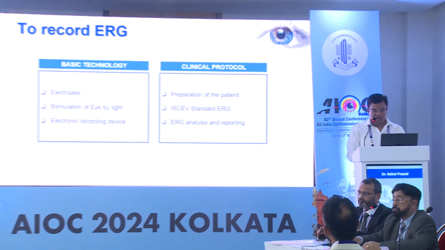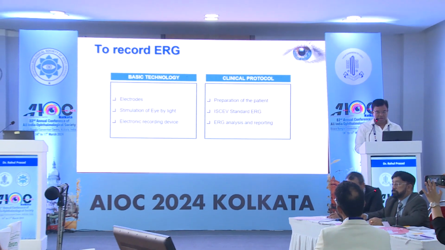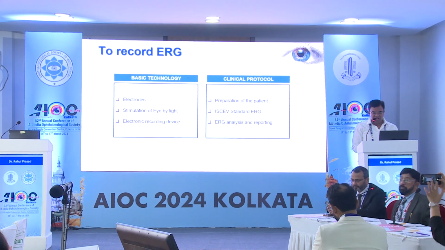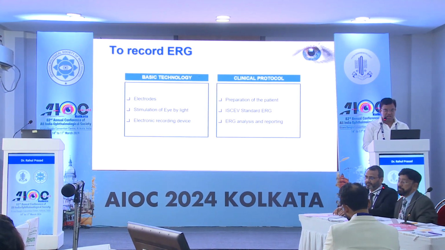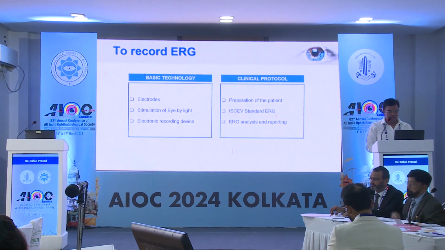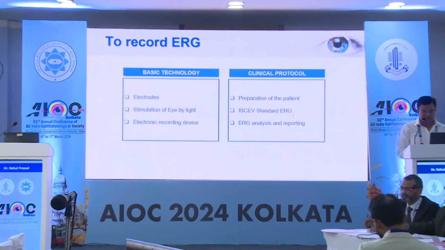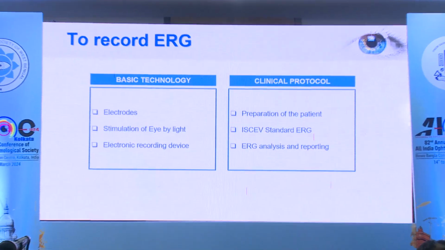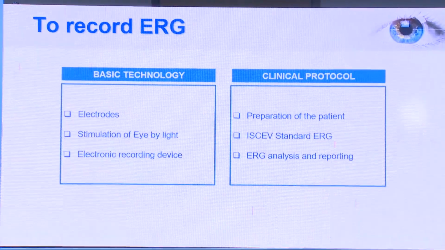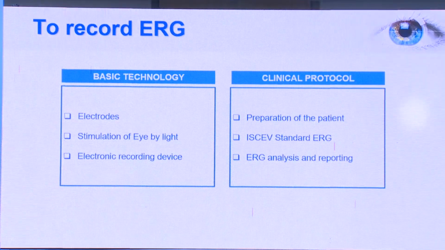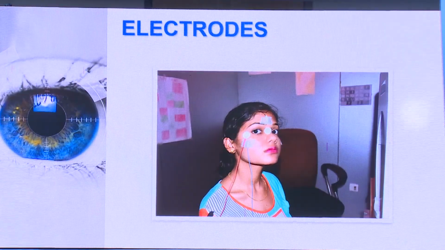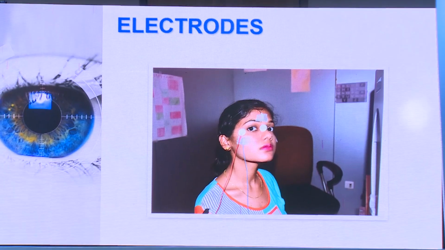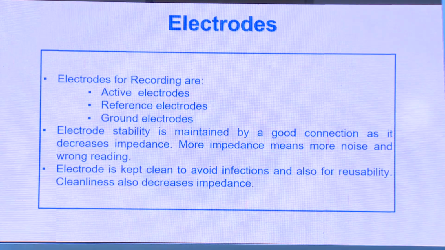To record an ERG, two things have to be understood: the basic technology and the clinical protocol associated with it. The basic technology includes electrodes, stimulation of light, and the electronic recording device. The clinical protocol covers the preparation of the patient, the ISCEV standard ERG, and the analysis and reporting of the ERG. Now, coming to the first part, those are the electrodes.